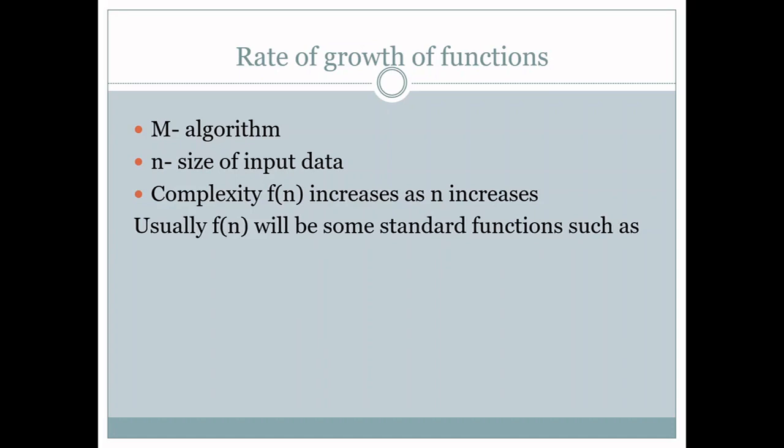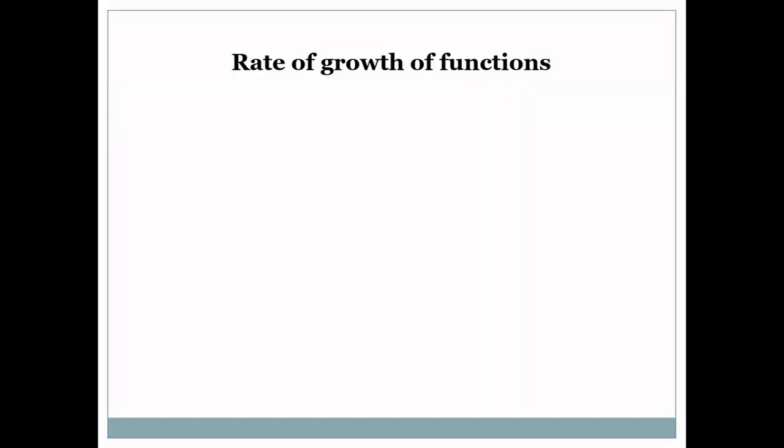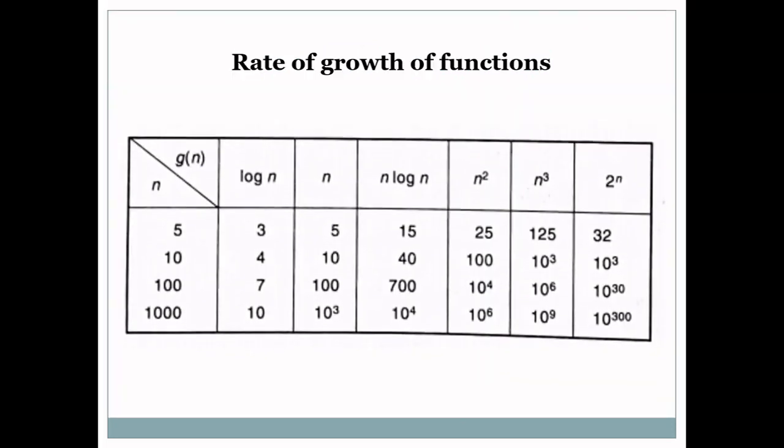Usually, f of n will be some standard function such as log n to the base 2, n log n to the base 2, n, n square, n cube, 2 raised to n, etc. Usually, these are the standard representations for the complexity of an algorithm: log n, n log n, n square, n cube, and 2 raised to n. Now we will see a table regarding these values.